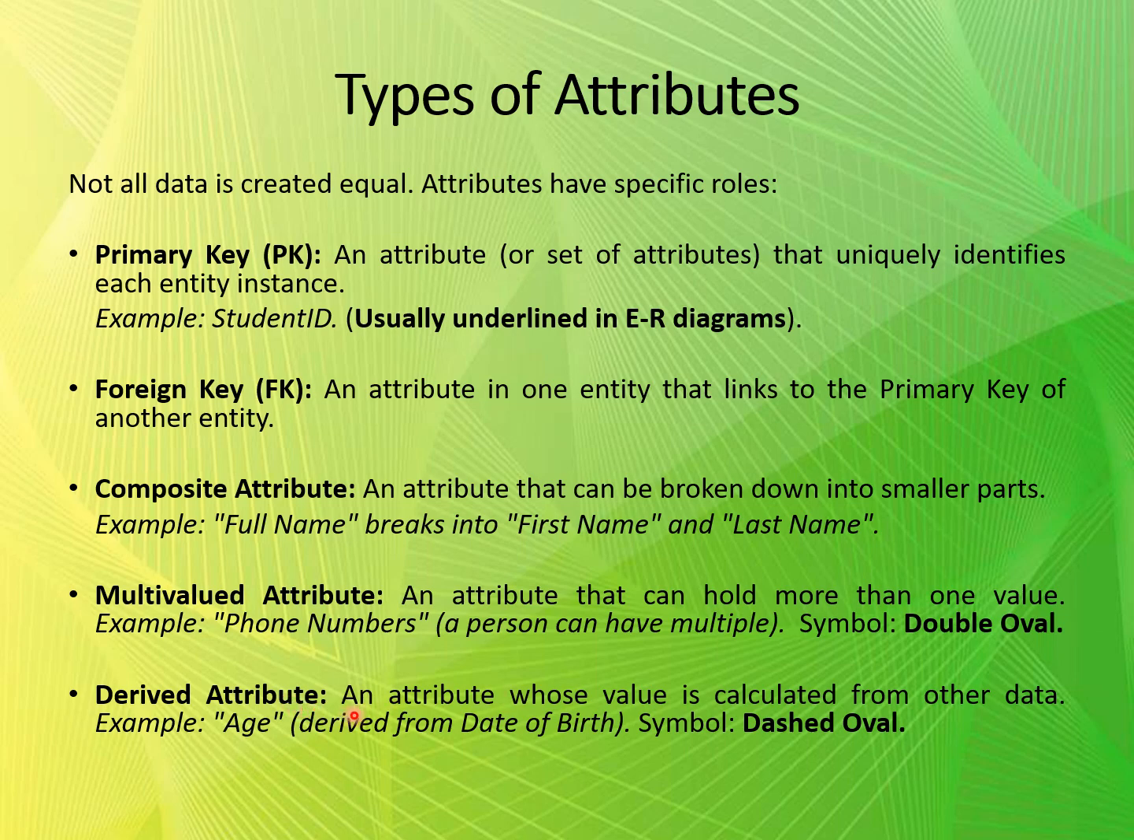Derived attribute. An attribute whose value is calculated from other data. For example, age is an attribute. It is derived from the date of birth. Here the symbol used to represent derived attribute is a dashed oval.